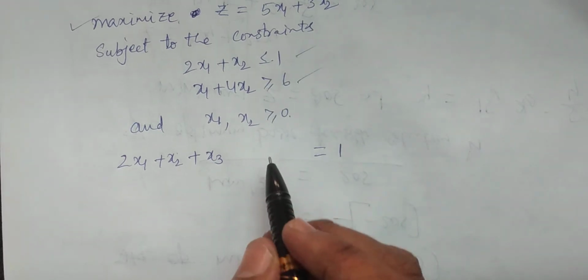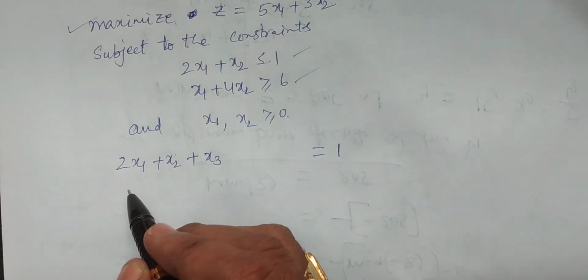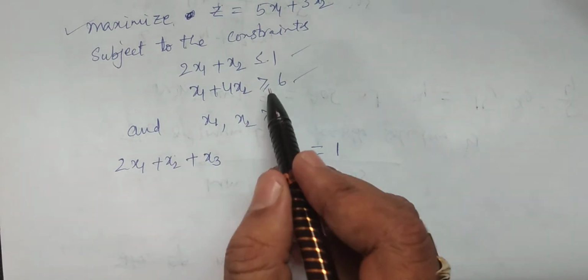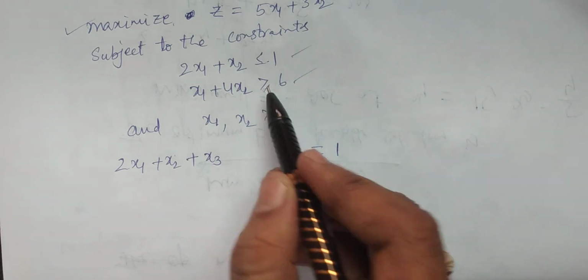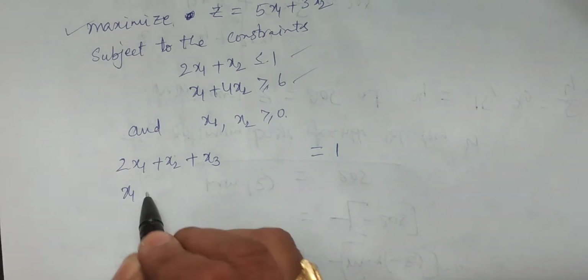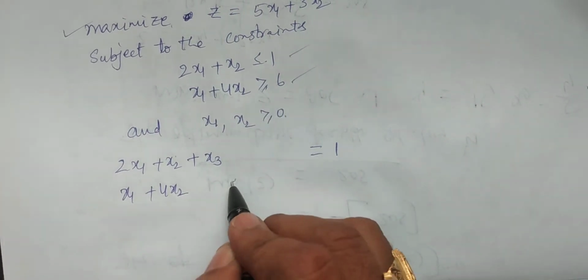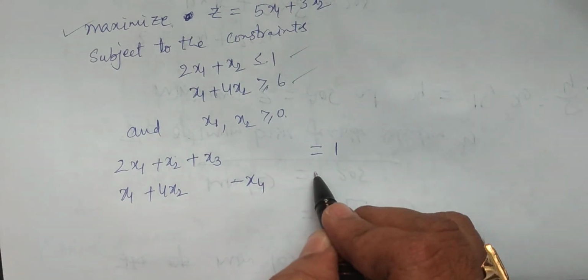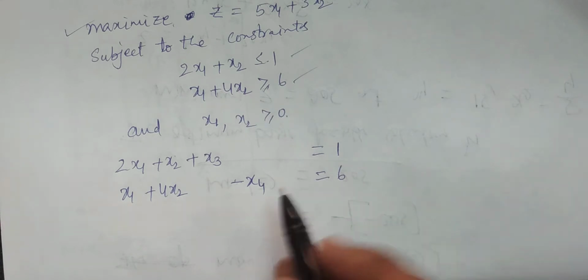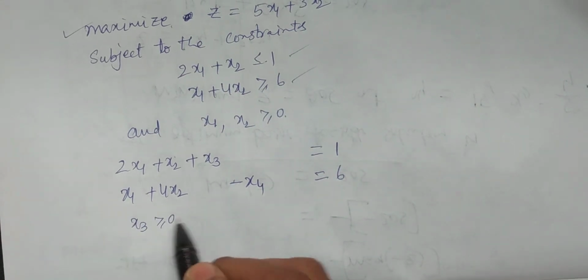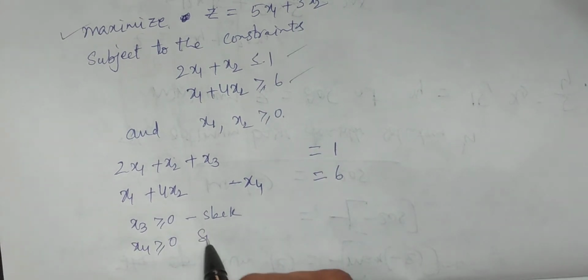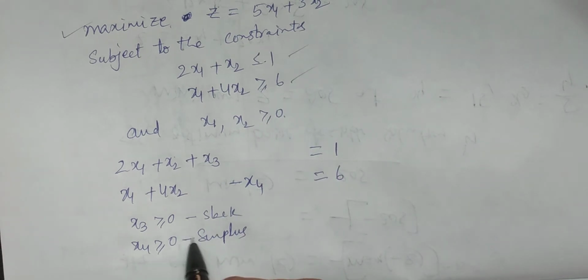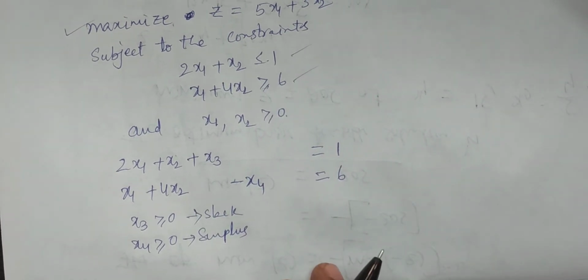Let's leave some space so that we can write the remaining values of the vector of the variables. Now convert the second constraint, the greater than or equal to inequality. So introduce a surplus variable. Therefore it is x1 plus 4x2 minus x4, it is equal to 6. Here x3 is greater than or equal to 0, a slack variable, and x4 is greater than or equal to 0, a surplus variable. So these are the two variables we have introduced so far.